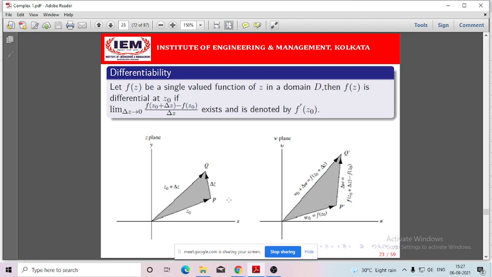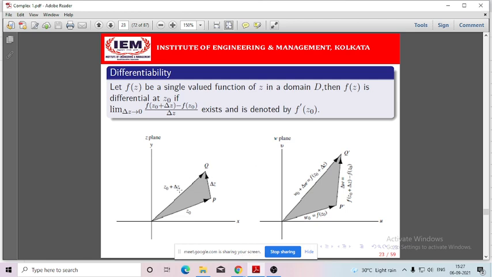So what are we doing here? We are considering two points P and Q, that is z0 and the increment of z0, that is z0 plus del z. Whenever we define a function of complex variable, each and every point is mapped from the z-plane to the w-plane. So the corresponding images of P and Q are P prime and Q prime respectively in the w-plane. The coordinate of P prime is w0, the image of z0, denoted by f of z0. Similarly, the image of Q is Q prime in the w-plane.